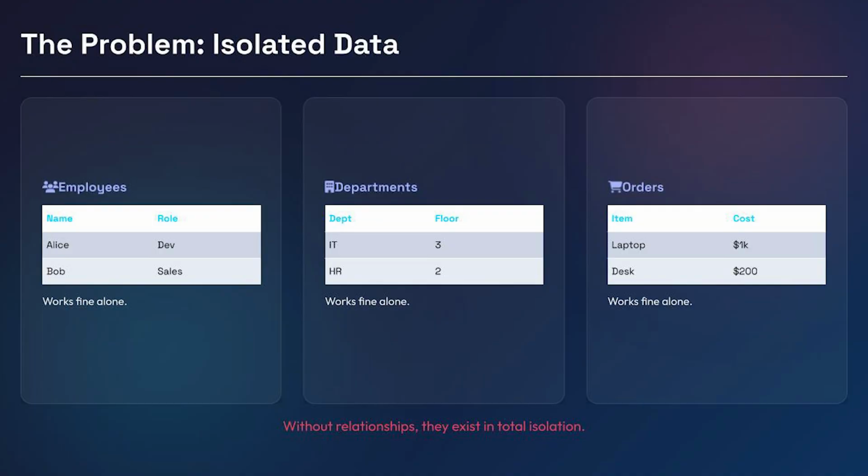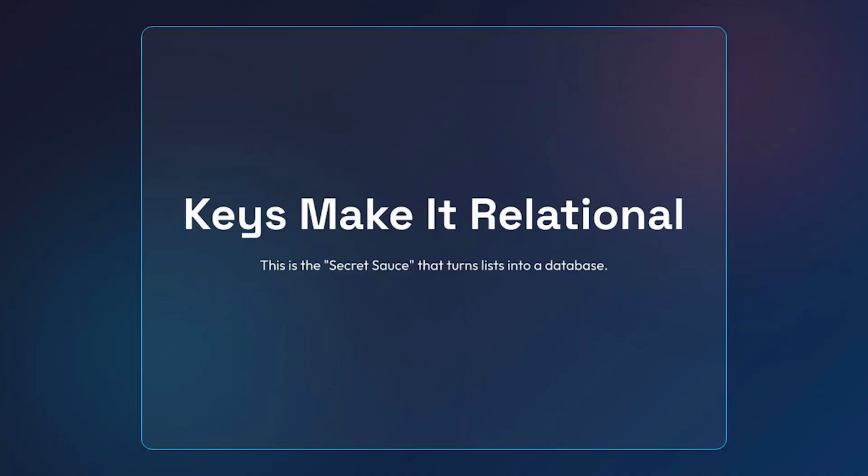All right, so imagine you have several tables in your databases. You have employees, you have departments, and orders. Each table works fine on its own, but without relationships, they exist in isolation. You can't tell which employee belongs to which department or who processed which order. That's where keys come in. They form the relationships that make your data relational.